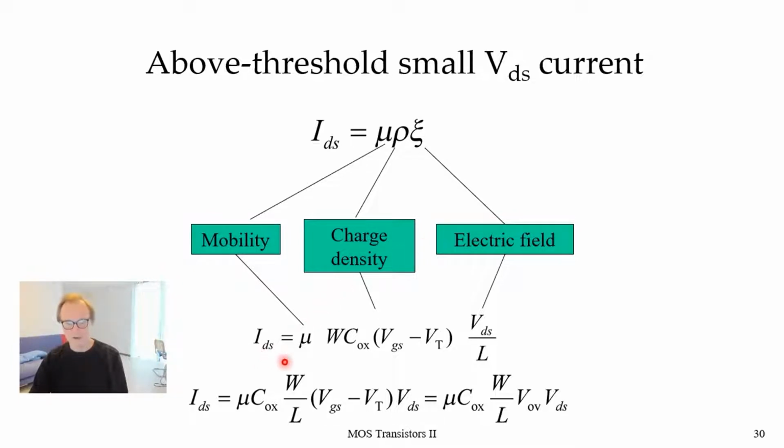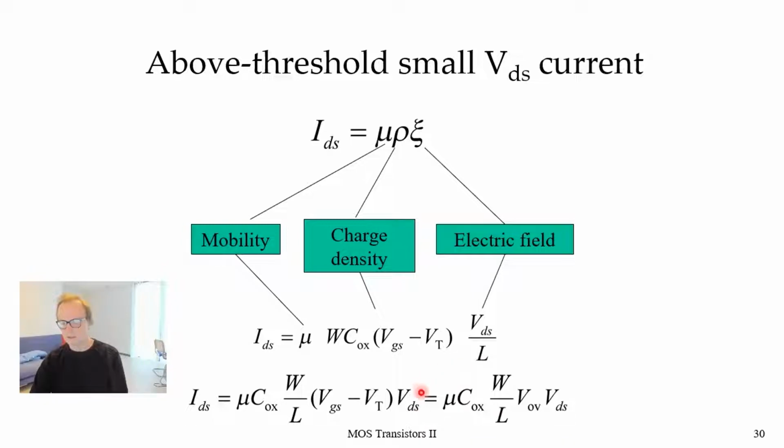The drain source current is the mobility times the width of the transistor, because the wider it is, the bigger the current, times the charge density. What's the charge density? It's the oxide capacitance times the overdrive, VGS minus VT, times the electric field. What's the electric field? Simple. It's just the drain source voltage divided by the length, right? Voltage divided by length is electric field. And so now if you take these parts and write it out in the more traditional form, you get the familiar relation that the drain source current is mobility mu Cox W over L times VGS minus VT times VDS.